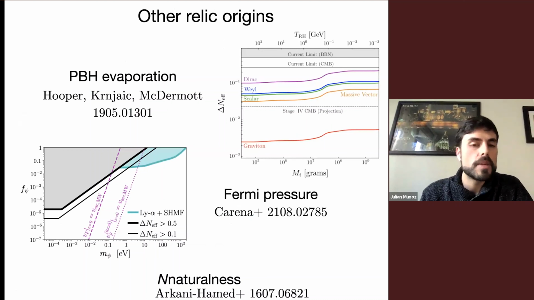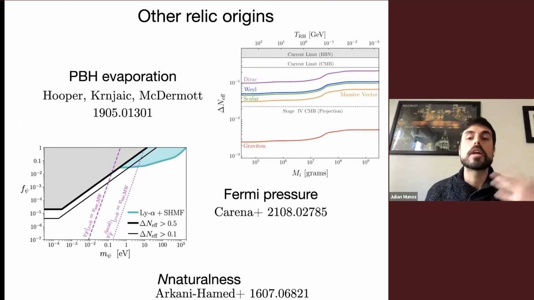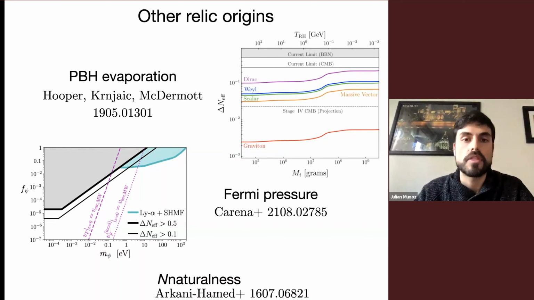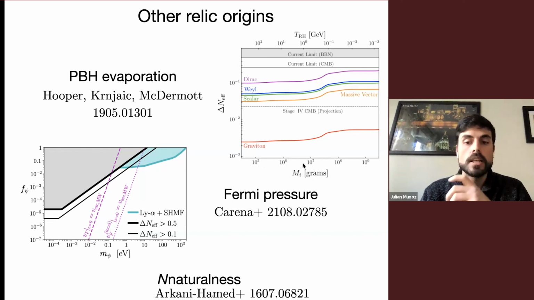I want to spend a minute or two talking about other relic origins. They don't need to be exactly in thermal equilibrium with the standard model in the early universe. There are many other ways to get things that look like an N_eff, with or without a mass. One of the ways is through PBH evaporation. In this paper, the authors say that we have primordial black holes with very low masses in the 10 to the 5 to 10 to the 10 gram regime. They can overclose the universe and they Hawking explode, reheating the universe.